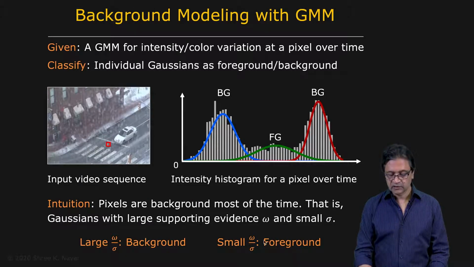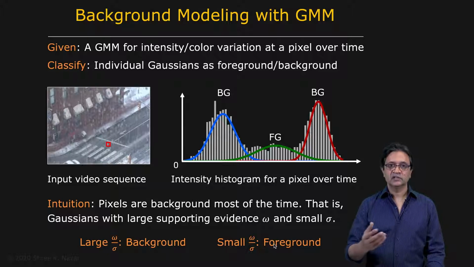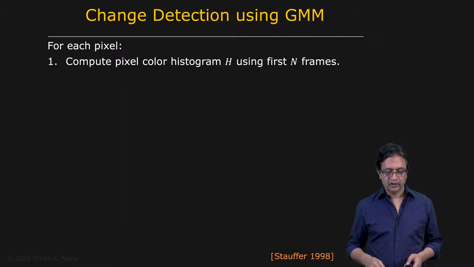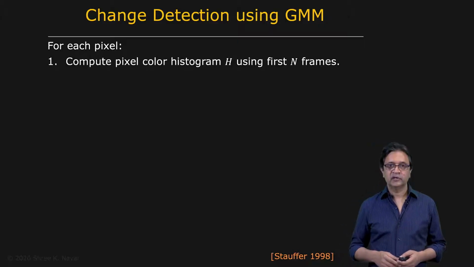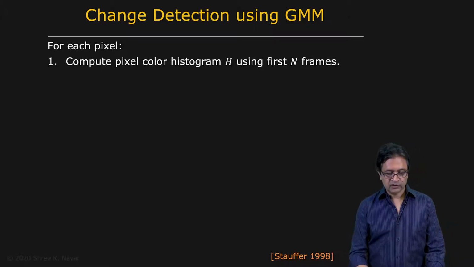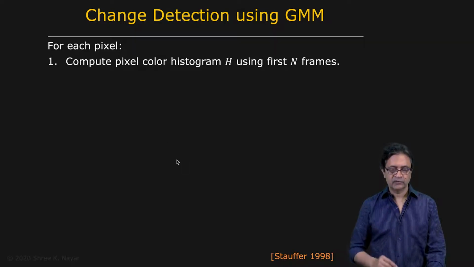This is the one that ultimately we want to detect as a meaningful change when we see a new pixel value. So with that, we can develop our algorithm. This is actually an algorithm proposed by Stauffer, and I'm showing you a simplified version of that algorithm. So this is what we do. For each pixel, I'm going to do the same thing for all pixels.